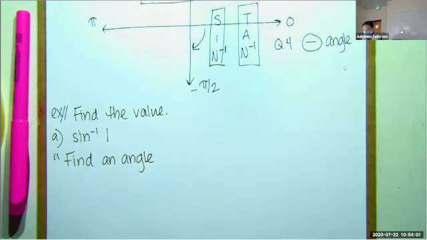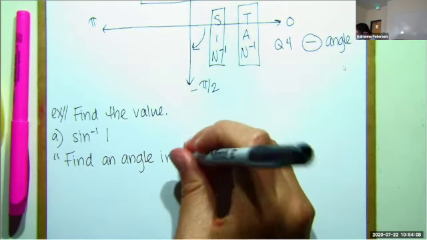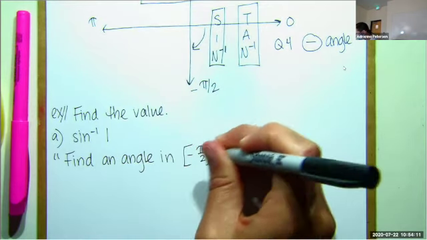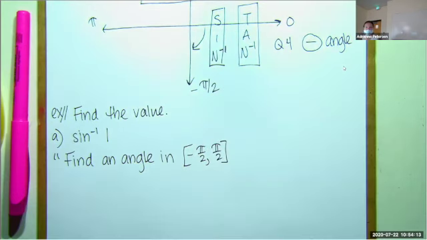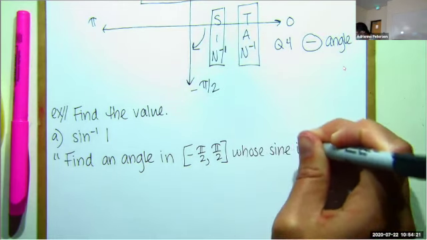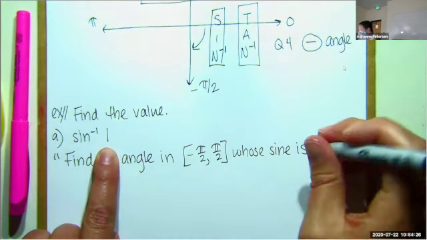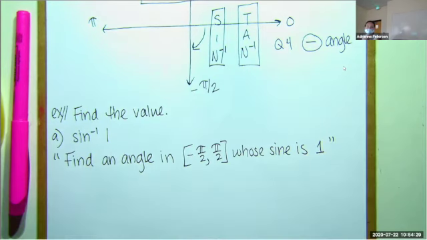The second thing you should think is where does that angle need to be? Because we're looking at inverse sine, our output for inverse sine is between negative pi over 2 and positive pi over 2. Okay, so I need to find an angle in my restricted range whose sine is, and then sine has to be equal to whatever this value is. So sine has to be 1. Okay, so this inverse sine of 1 is literally asking us to find an angle in our restriction, which is negative pi over 2 to positive pi over 2, whose sine is 1.